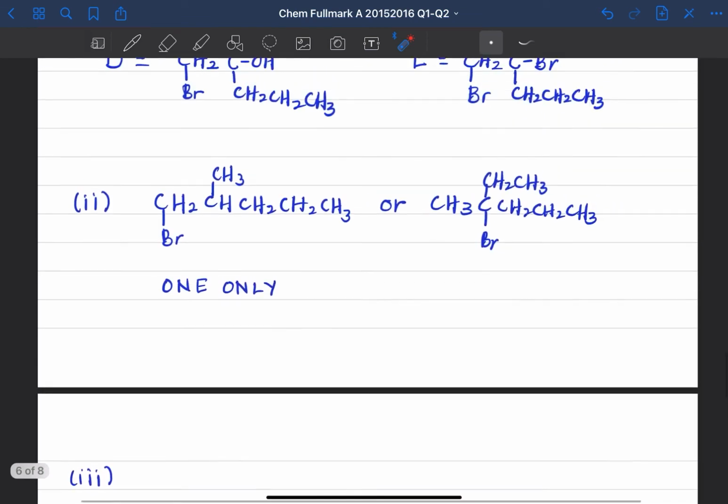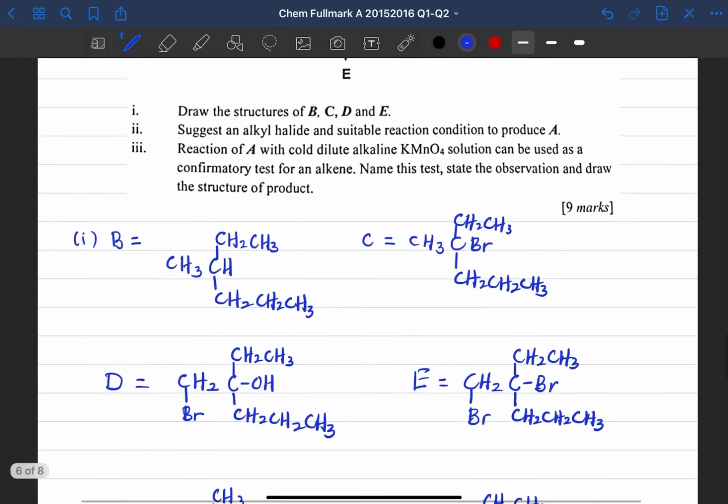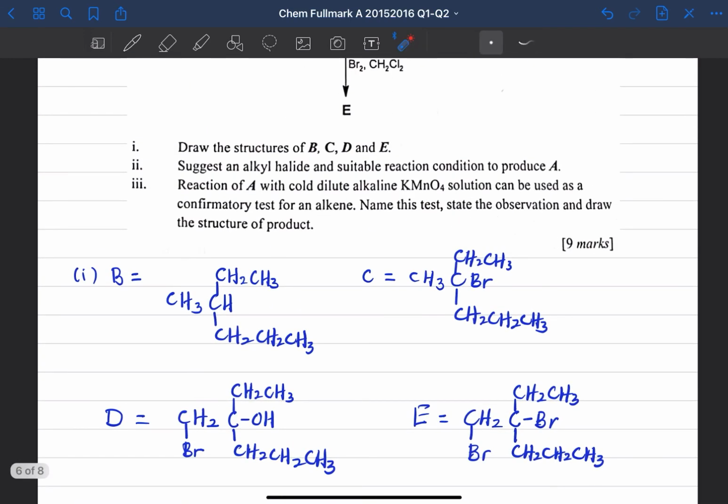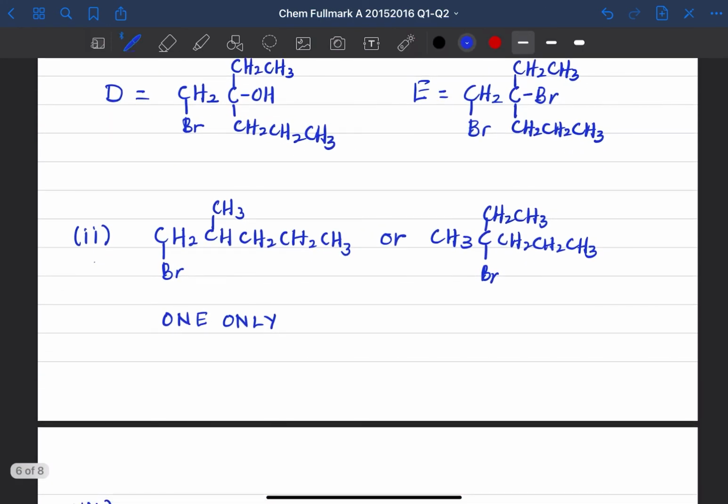Alright, before that, I forgot. For question number 2, the question asks for the reaction condition to produce A. So for number 2, we can use the reagent KOH in ethanol, and the condition we use is reflux. Sorry, I forgot to answer just now.